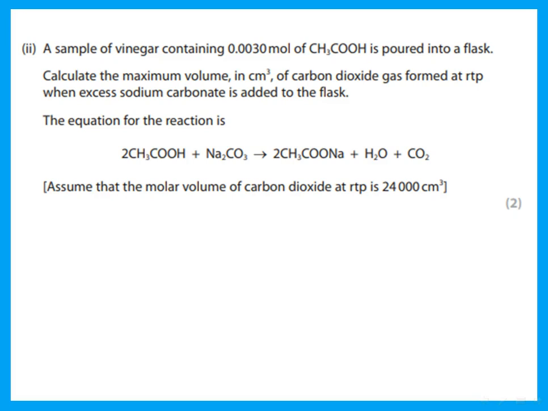2CH3COOH will give at the end on the right 1 mole of CO2. And that means that the number of moles of CO2 is half that of the ethanoic acid. So if it is 0.003, then it is half of that. So it is 0.0015 mole of CO2.